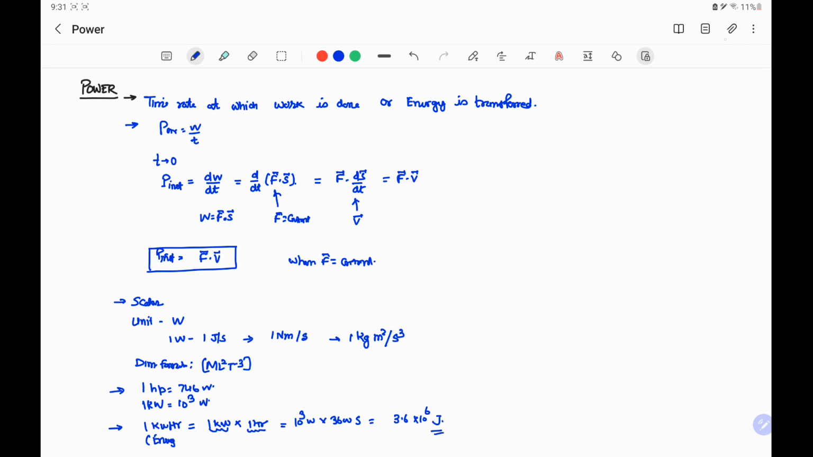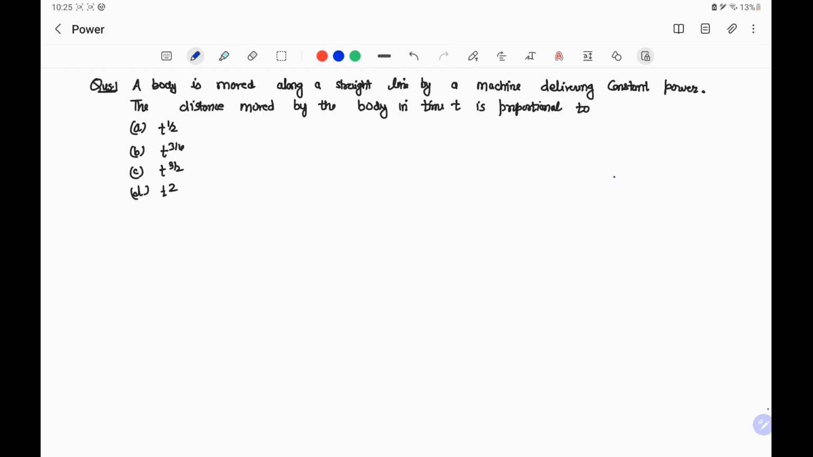Let's take some examples. First question is, a body is moved along a straight line by a machine delivering constant power. The distance moved by the body in time t is proportional to. Options are t raised to the power 1 by 2, t raised to the power 3 by 4, t raised to the power 3 by 2, or t square. In the question, we will use the instantaneous power P is equal to dW by dt. And because power is given constant, we can write it as dW equal to P into dt.